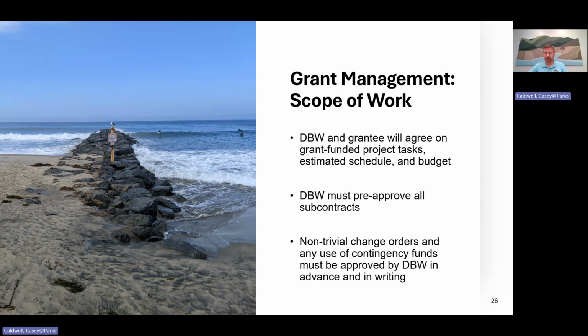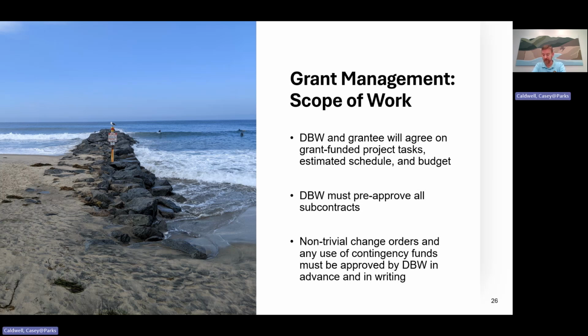DBW must pre-approve all subcontracts for work that will be funded under the grant. We won't get involved in your agency's process for advertising and bidding, but we must review subcontracts before they're signed to make sure they comply with basic state requirements. These are things like mandating certain levels of insurance coverage and forbidding specified kinds of hiring discrimination, things you would expect working with the state. Since DBW grant funds are state funds, state requirements apply to how they're used.